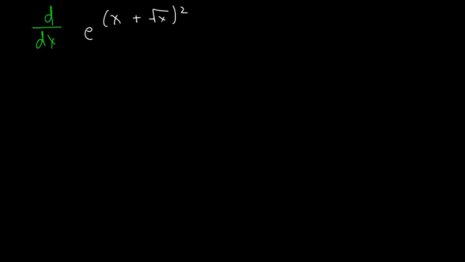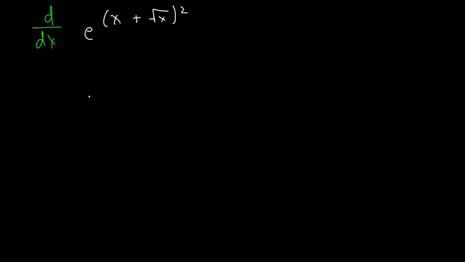Here is e to the power x plus square root of x, and that whole thing squared. All right, so it's like e to a power, but it's fine because we know the outer function is e to the x. The inner function is just some power function essentially. But it turns out we're going to have to use the chain rule twice, and you'll see how this goes.